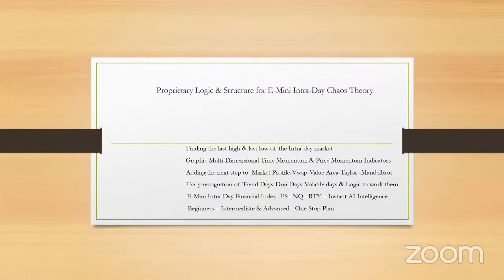We're going to look today at the proprietary logic and structure for E-mini intraday chaos theory. We're going to show you how we find the last high and last low of the intraday market. We're going to show graphic multi-dimensional time momentum and price momentum indicators. Add in the next step to market profile, VWAP, value area, Taylor, and Mandelbrot. The early recognition of trend days, doji days, volatile days. We'll show you how we find that early recognition and the logic to work them.